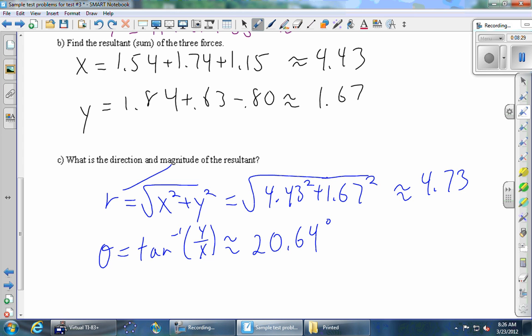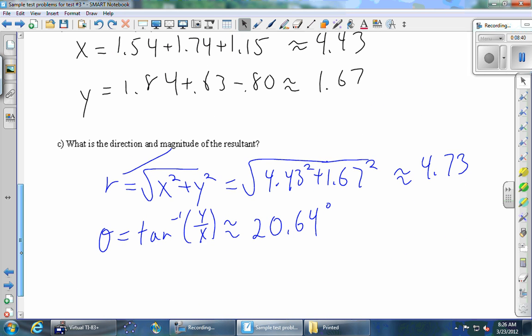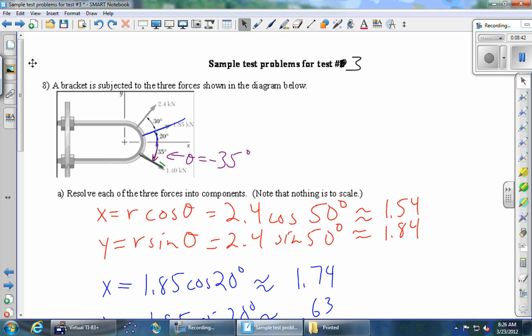So that last part means that these three forces that are pulling in three different directions with three different magnitudes are really the same as a single force pulling with a magnitude of 4.73 kilonewtons at an angle of about 20 degrees.